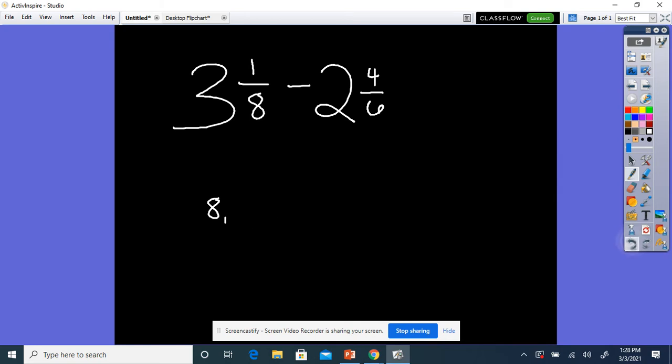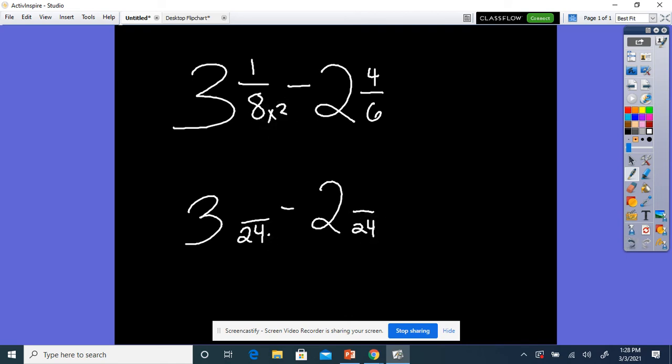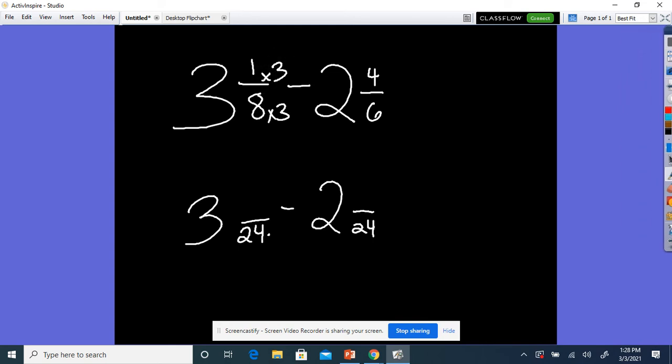Oops. So I'm going to bring down my whole numbers. 3, and I know that's going to be a 24, minus 2, I know that's going to be a 24. So 8 times what gives me 24? 8 times 3, do the same to the top. 1 times 3 is 3. 6 times what gives me 24? 6 times 4, do the same to the top. 6 times 4 is 24, 4 times 4 is 16.